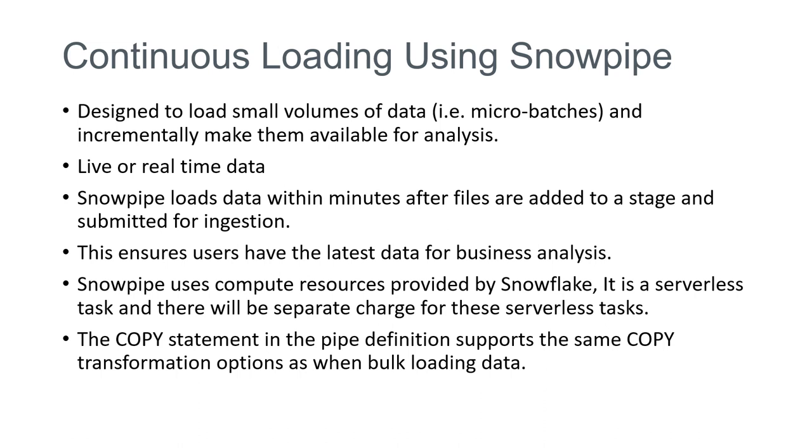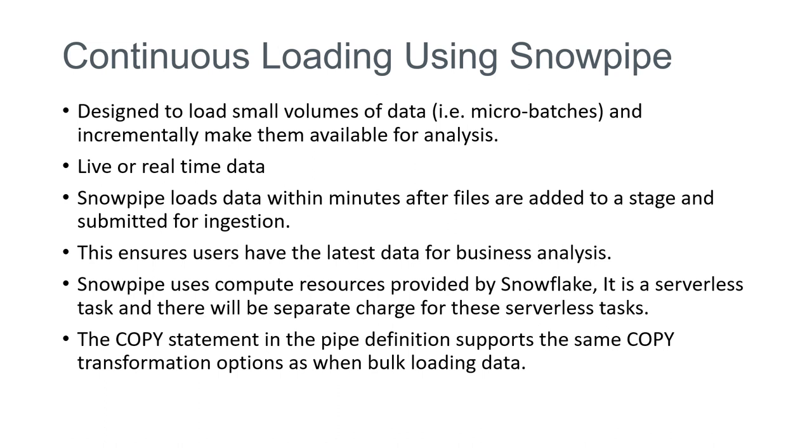Continuous loading is designed to load small volumes of data and incrementally make them available for analysis. If we are loading real-time data, it will not be huge data like thousands or lakhs or millions of records. It will be only tens or hundreds of records, because we are loading minute by minute or every 5 minutes or every 1 hour. Continuously we are loading, right? So if there is a need to load real-time data, we go for continuous loading. Live or real-time data we are processing and loading into Snowflake tables. Snowpipe loads data within minutes after files are added to the stage and submitted for ingestion.